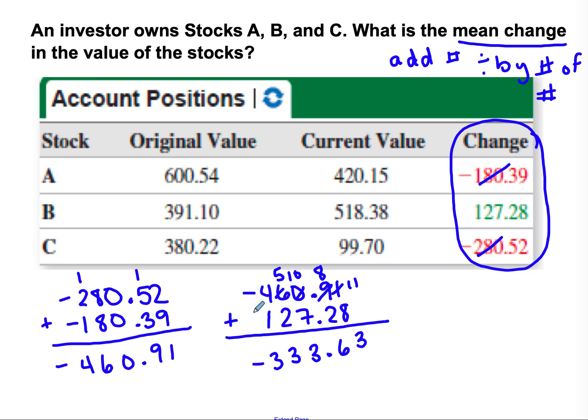All right, we're not done yet. That's just the total change. That's not the mean change. We added our numbers. Now we need to divide by the number of numbers. We had 3 numbers. I've now used all 3. We got that as a total. Because we had 3 numbers, that means we need to divide by 3.